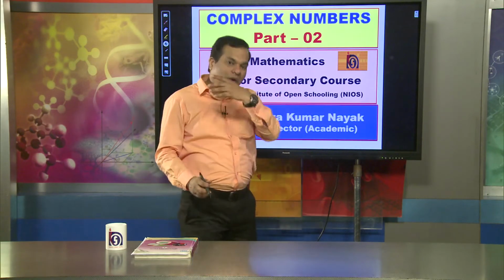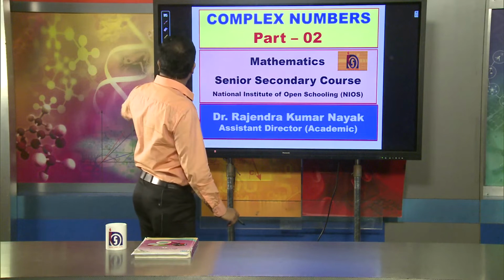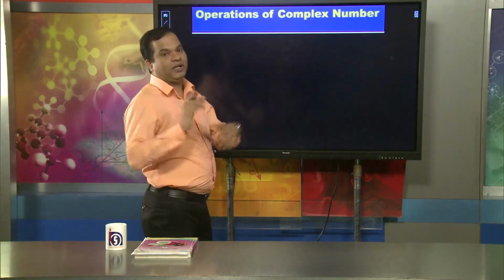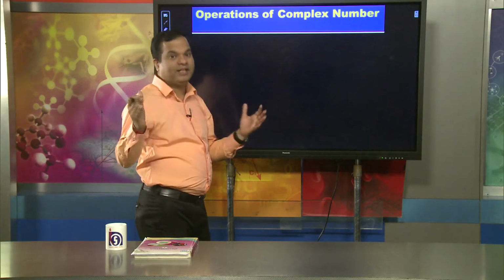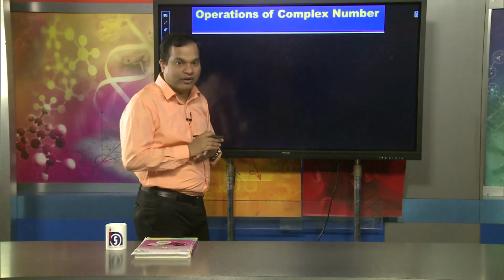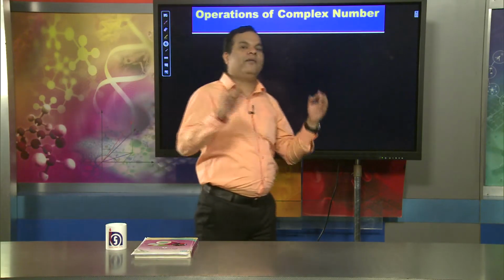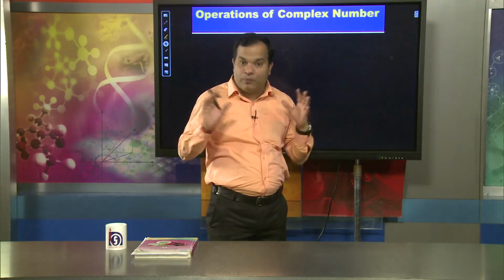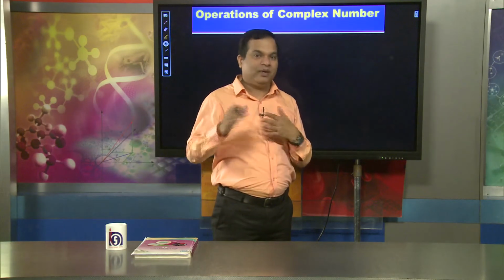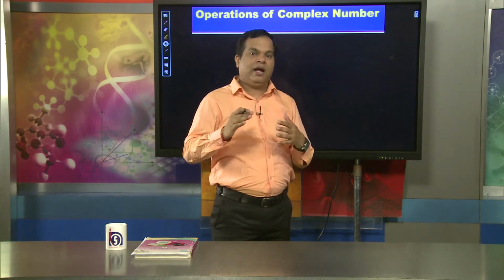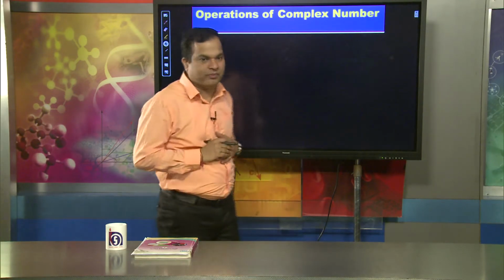When talking about operations, you already know that is a very important thing. The operations of a complex number will be slightly different from the operations of real numbers. In the case of real numbers, we operate directly between the two real numbers. But in the case of complex numbers, it is to some extent different. How it is different, we will discuss now.